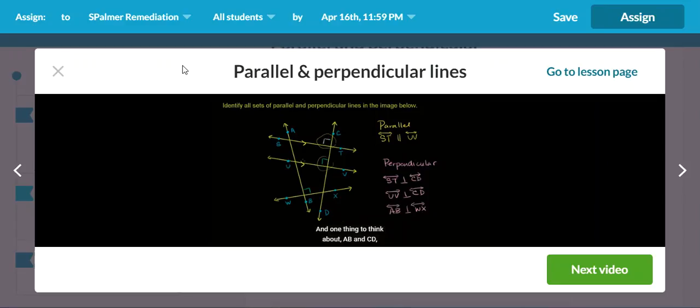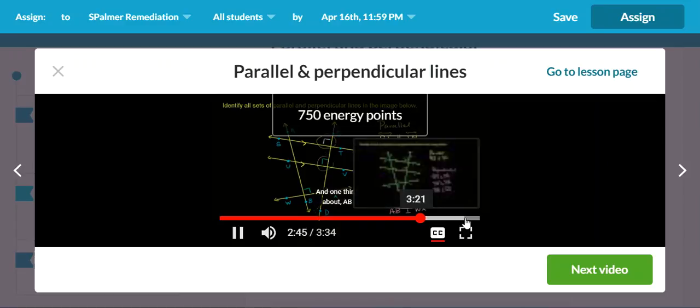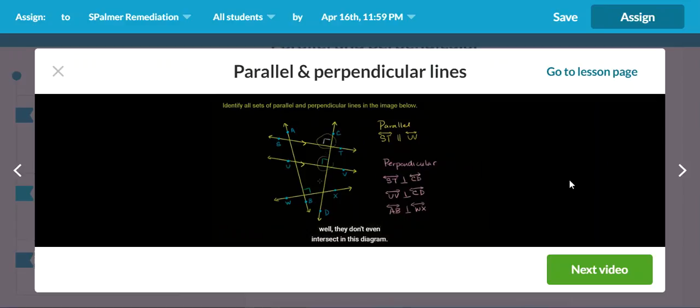And one thing to think about: AB and CD, well, they don't even intersect in this diagram, so you can't make any comment about perpendicular, but they're definitely not parallel. You can even imagine that it looks like they're about to intersect, and they give us no information that they intersect the same lines at the same angle. So if somehow they told us that this is a right angle, even though it doesn't look anything like a right angle, then we would have to suspend our judgment based on how it actually looks and say, well, I guess maybe those things are perpendicular.